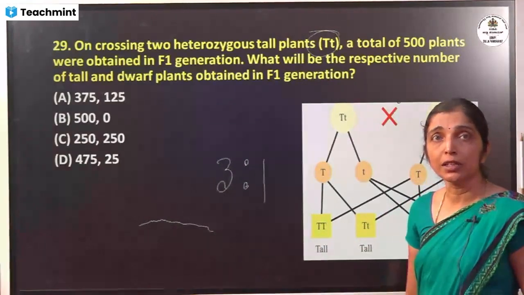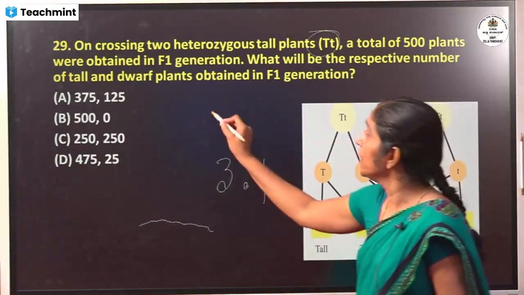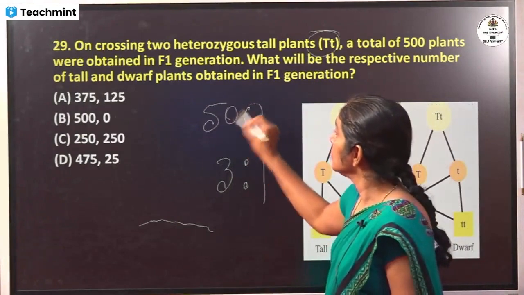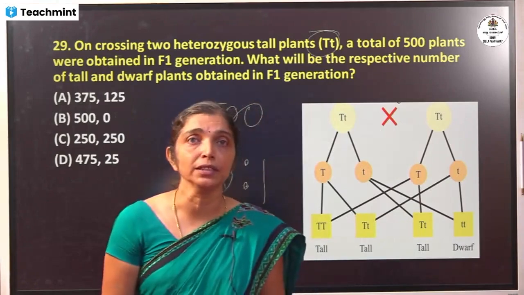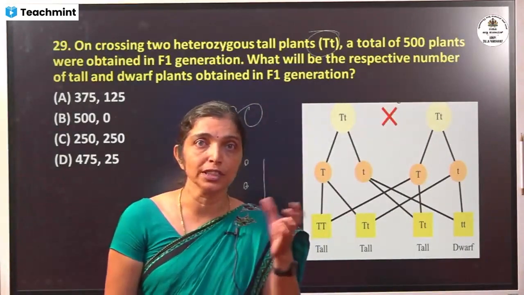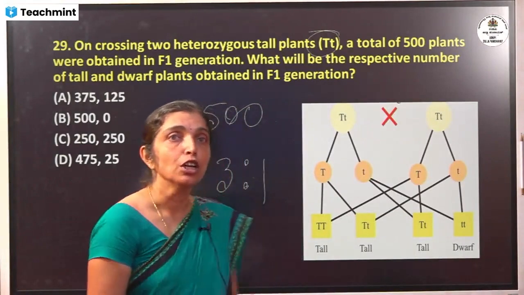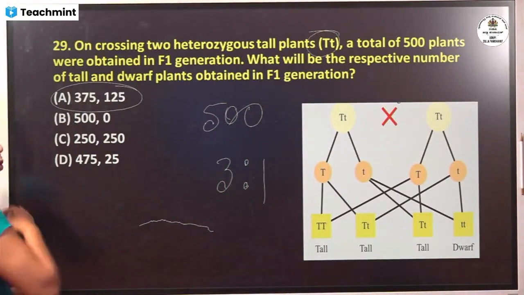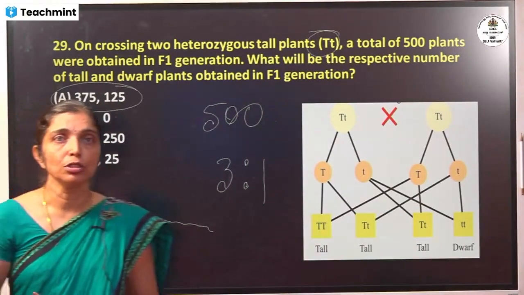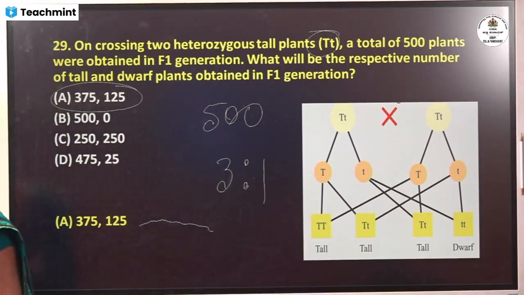So with the 3:1 ratio, we have 500 plants obtained in the F1 generation. Out of the 500 plants, divided by 4, you are going to get the 3:1 ratio. So how much is it? Definitely here it is 375 and 125 plants. So the right option over here is A, 375 and 125 plants. 375 will be tall plants and 125 will be dwarf plants.